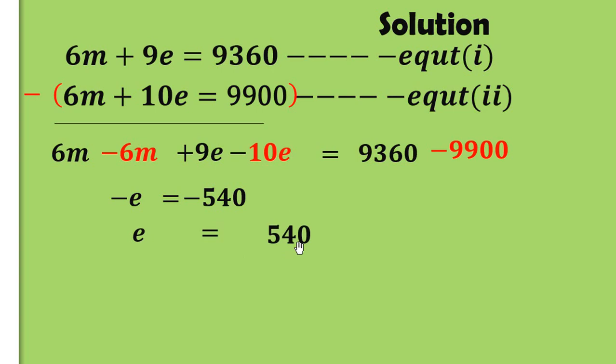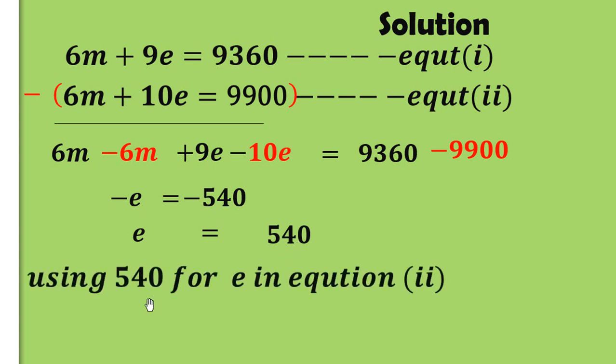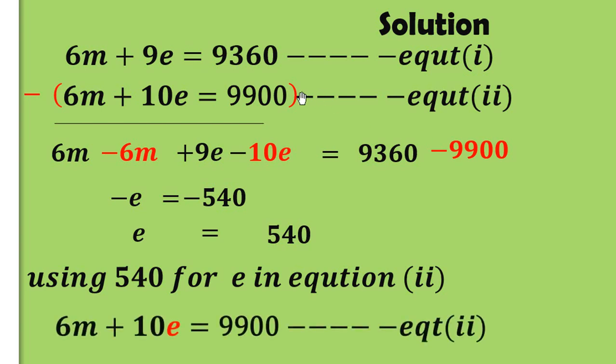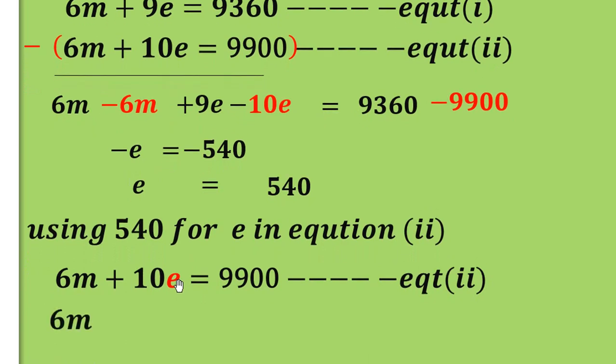So now, using 540 for e in equation 2. Equation 2 says 6m plus 10e equals 9,900. From this equation 2, we want to use the value we got for e. So that's going to be 6m plus, open the bracket, 540, close bracket, then equals 9,900.